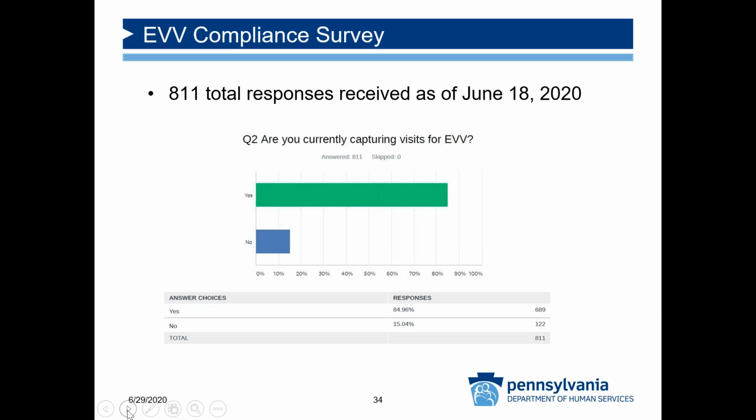Also, just a reminder that it is in the provider agency's best interest to complete the survey. It helps to ensure the account is set up accurately for the provider agency. DHS can view how providers are currently submitting EVV data, but the survey is particularly important for providers not currently submitting EVV data and providers planning to change how they will be submitting data.